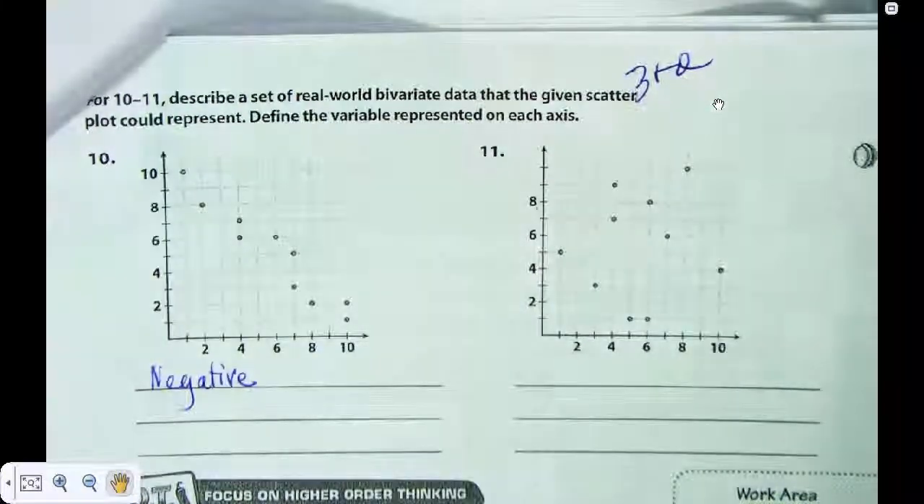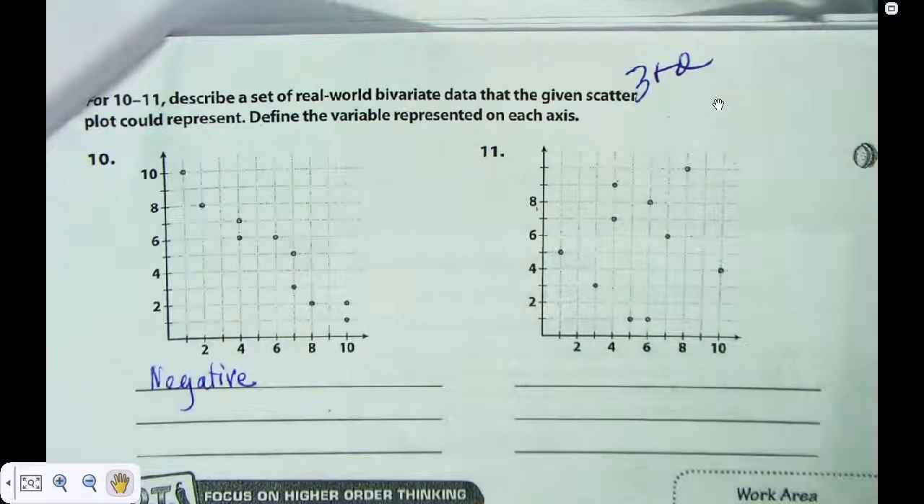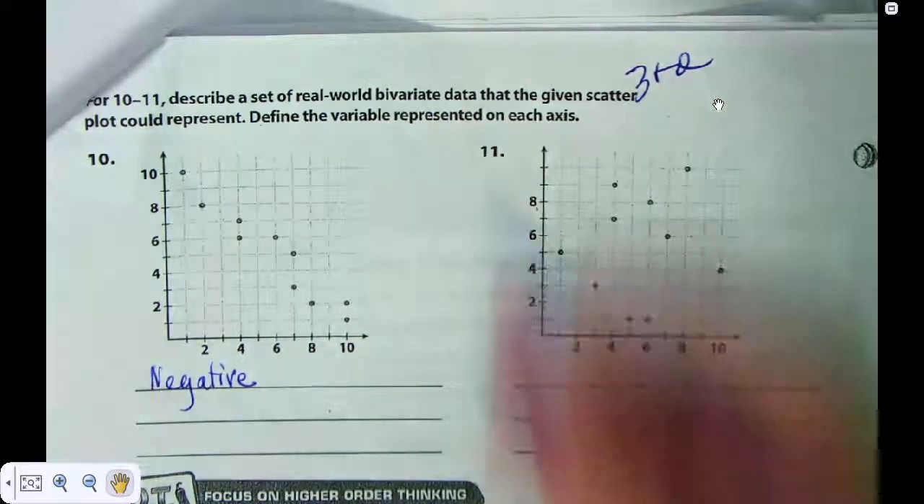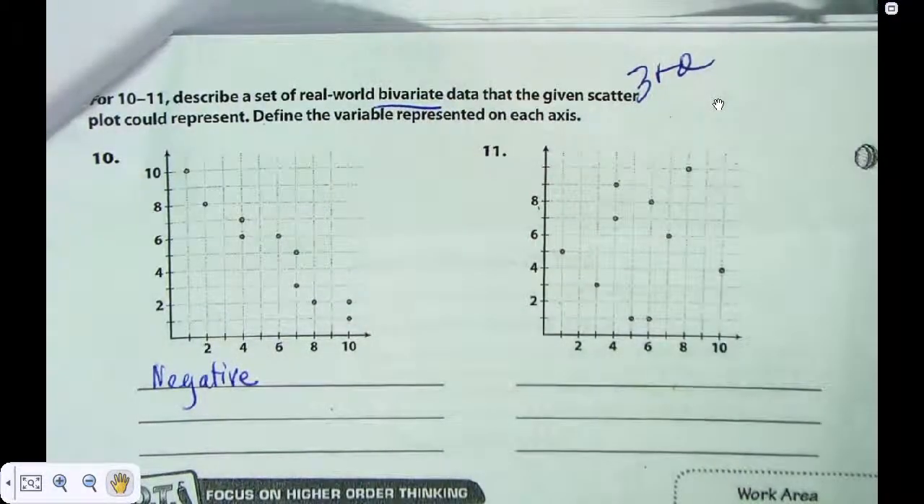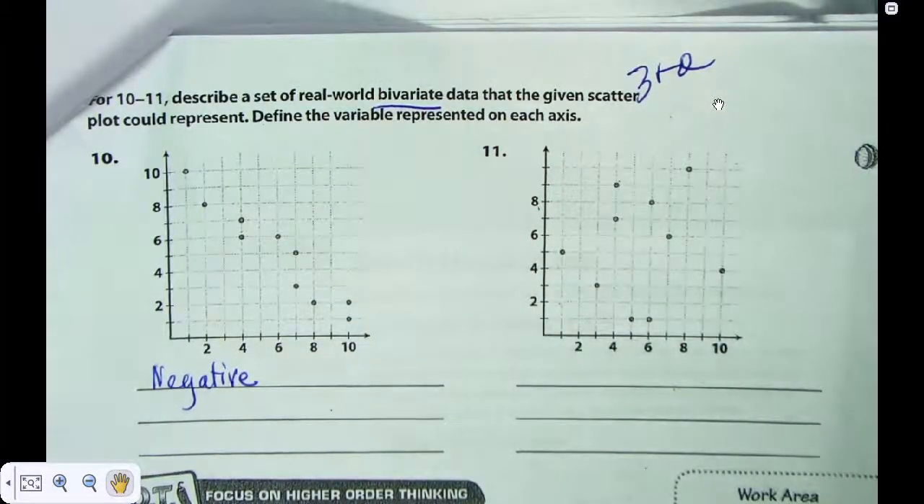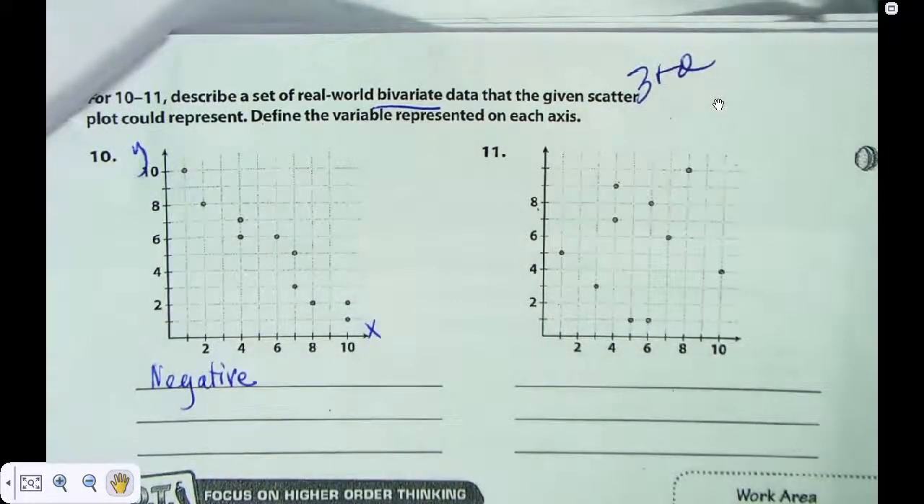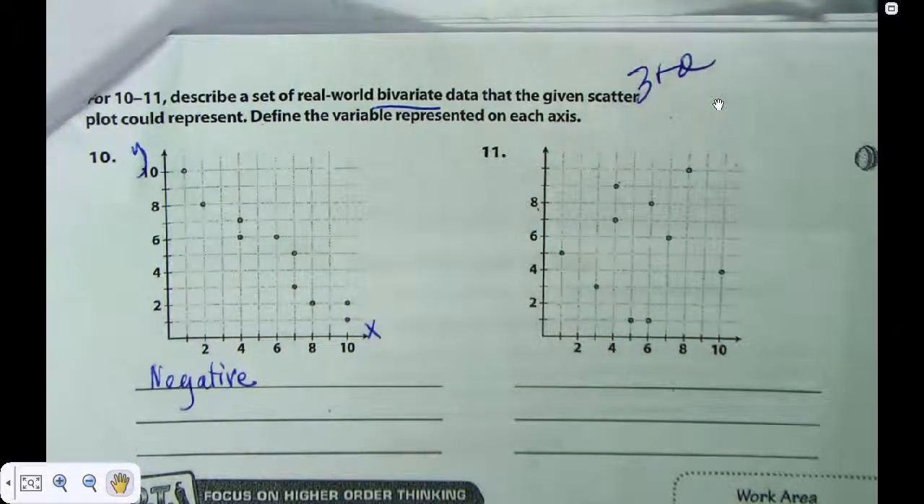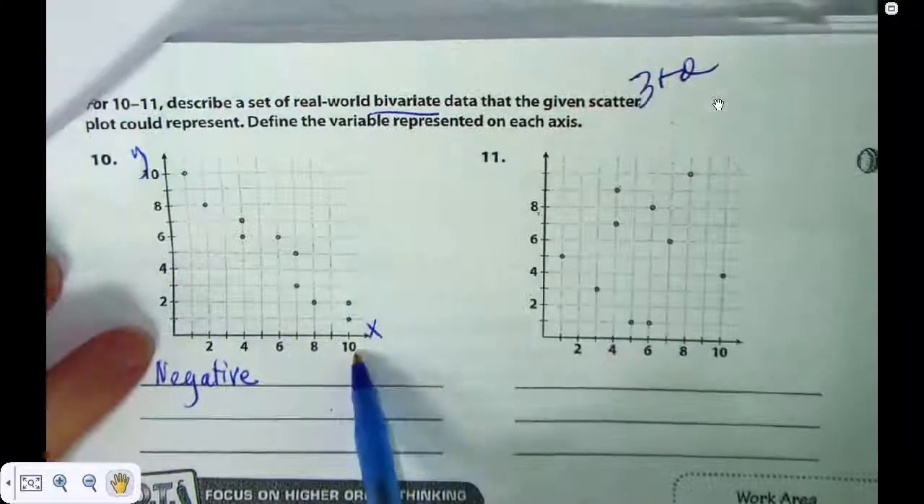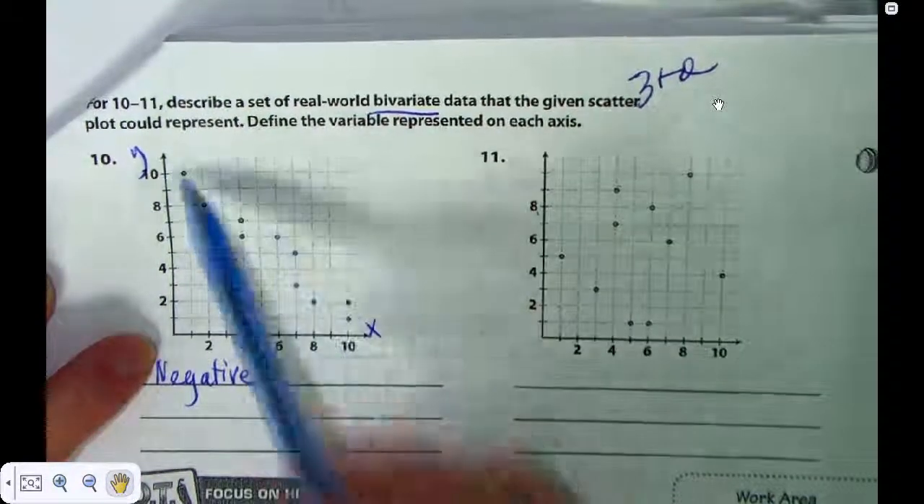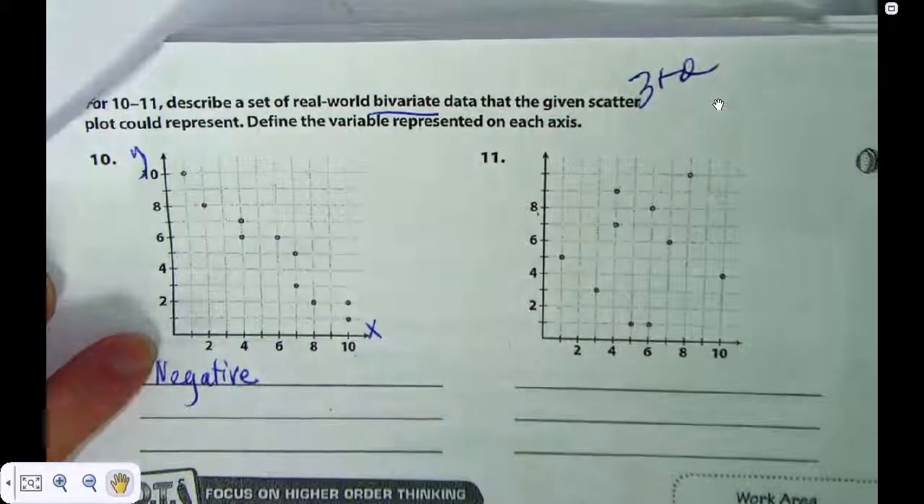Okay, so it wants us to describe a set of real-world bivariate data. Bi means two variables. That just means we're comparing two variables, x and y. We thought of some good ones, but they didn't have low numbers, so we might have to use the one the book used, which I'm not crazy about. But can you think of one? X is days and Y is money. Okay, that's a good one.